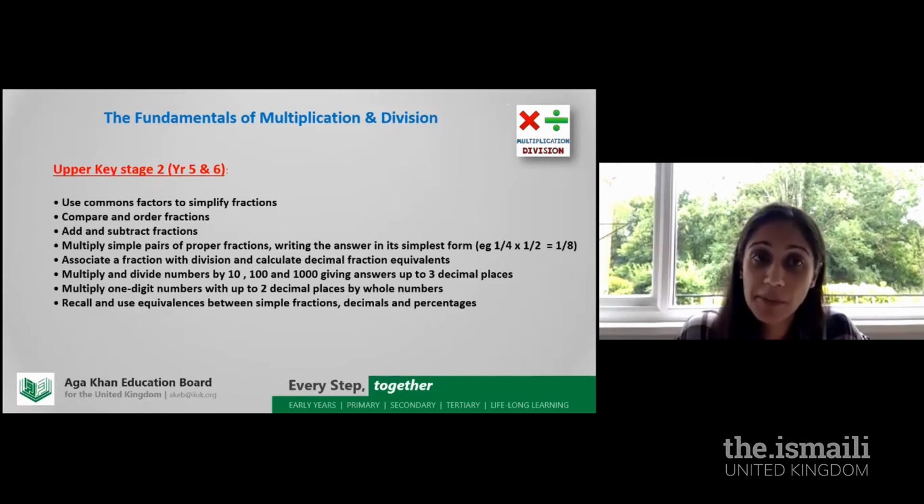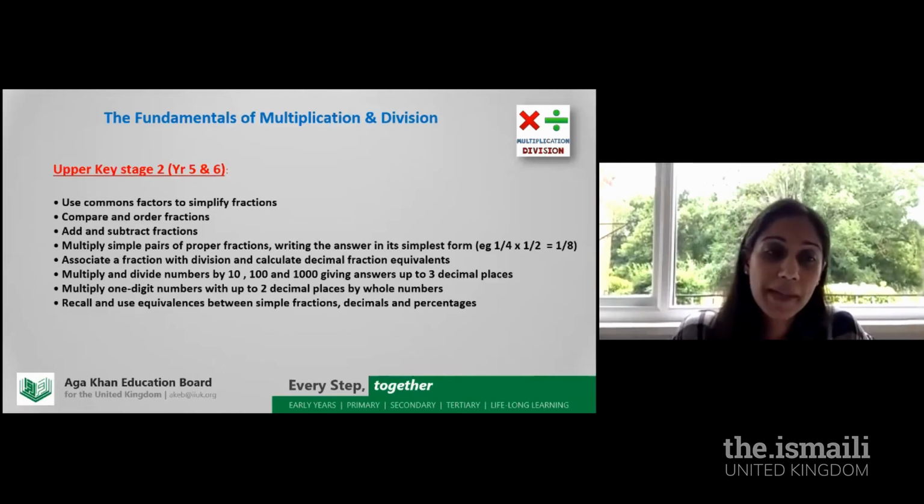And by the end of primary school, so by the end of year 6, children should be able to use common factors to simplify fractions. They should be able to compare and order fractions. They should be able to add and subtract fractions. They should be able to multiply simple pairs of proper fractions and write their answer in its simplest form. They should be able to associate a fraction with division and calculate decimal fraction equivalents.